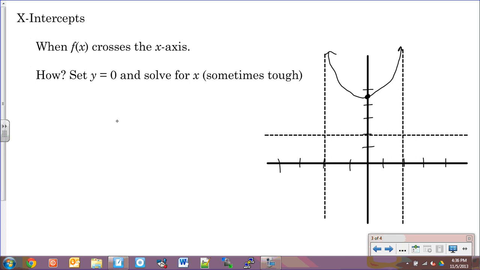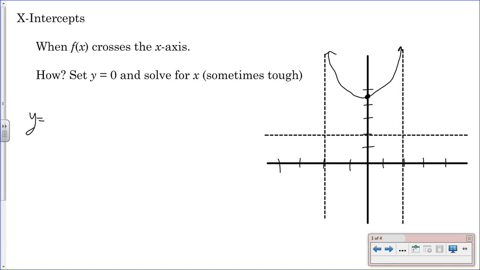So now, how do we find our x-intercepts? Well, first of all, what are they? Well, our x-intercepts are when f of x crosses the x-axis. How do we find them? Set y equal to 0 and solve for x. All right, so let's write our function back. It was y equals 2x squared minus 18 over x squared minus 4.